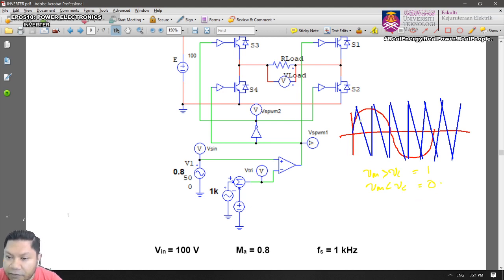So here you're going to have it on from there, here you're going to have off, then off again, then on there, and the rest. Here it will be off.